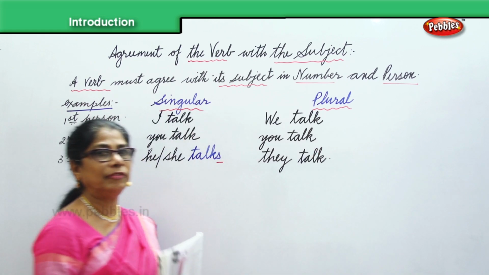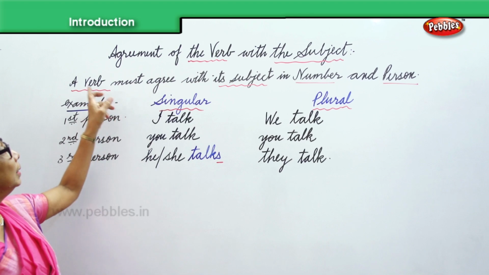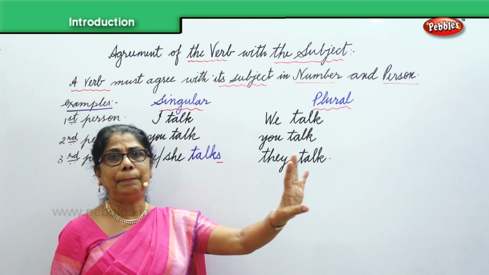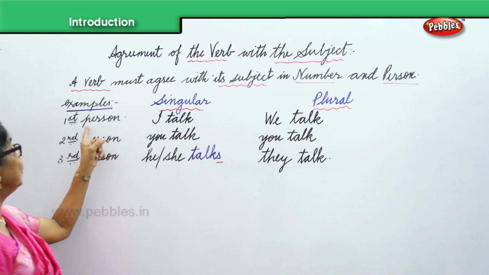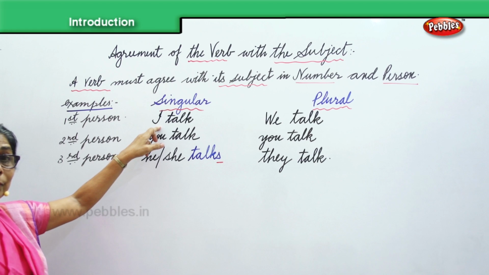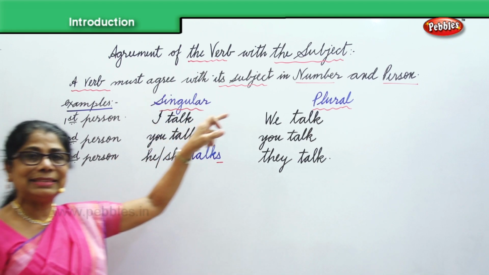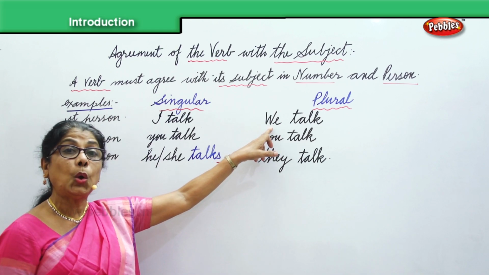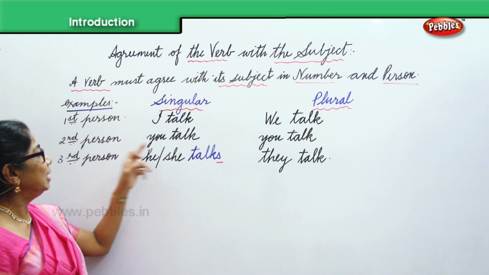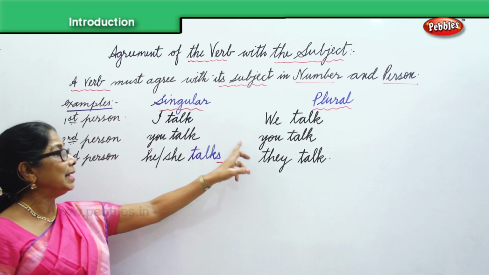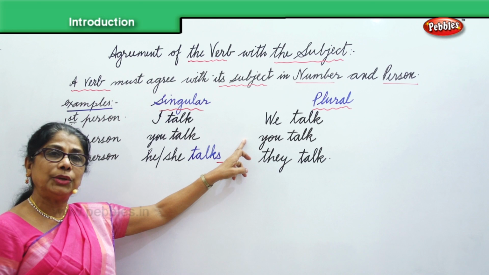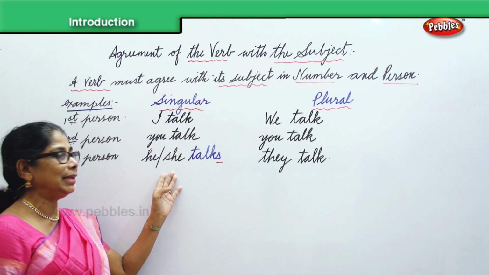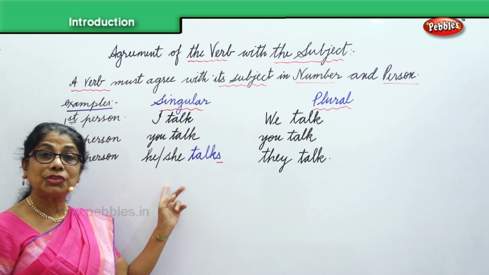Now this is what we have to be careful about. The verb must agree with the subject in number and person. So in the first person you have I talk. In writing, any matter you write, you have to be careful. Then in the plural, we say we talk. In the second person, we say you talk. In the third person, whether it is he or she, we say he talks or she talks.